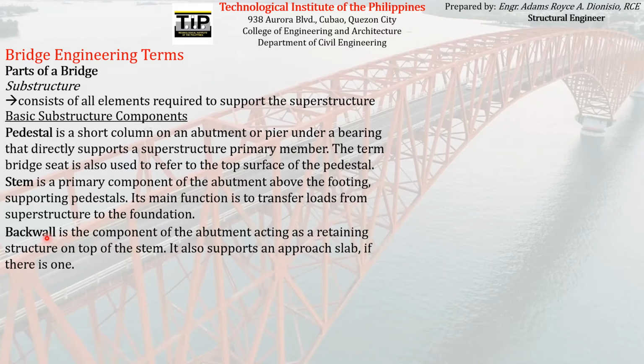So we usually place the back wall on top of the stem. Another purpose of the back wall is to support the approach slab. Although we will define it again later on, when we say approach slab, this is actually the very short slab that is used to connect the roadway and the bridge itself. That very short slab is usually supported by the back wall.